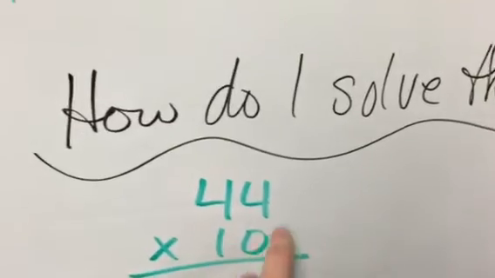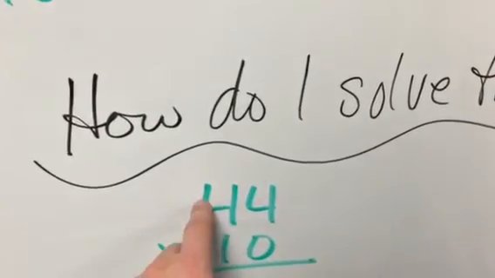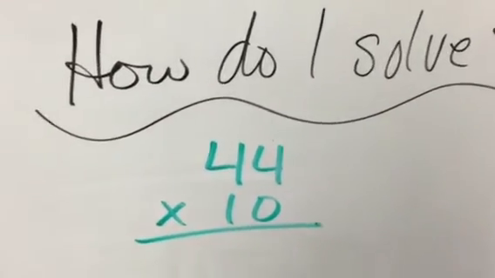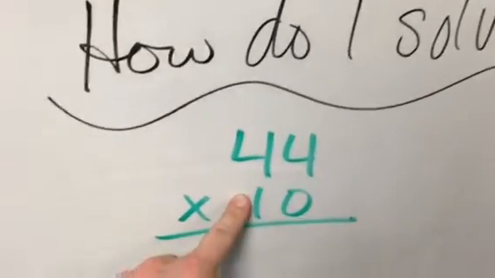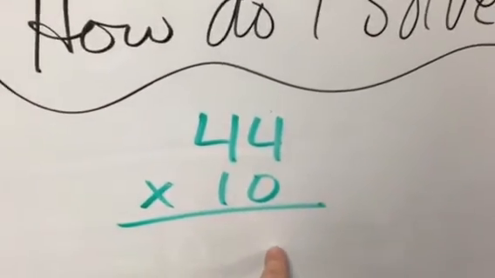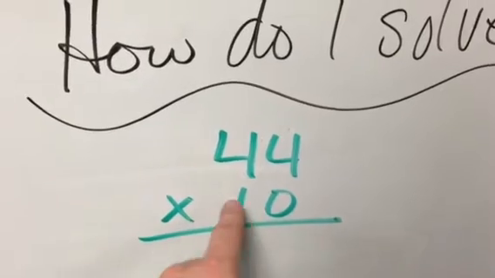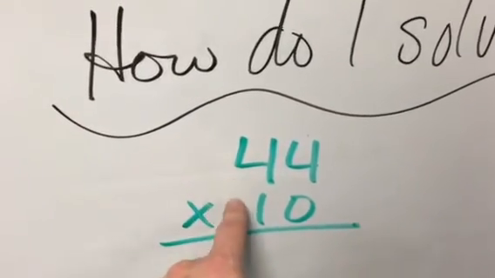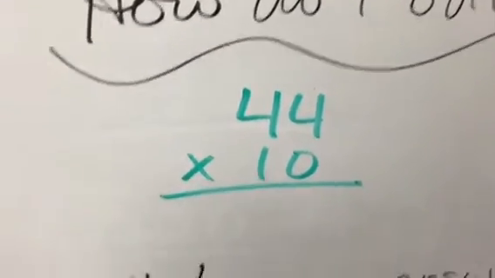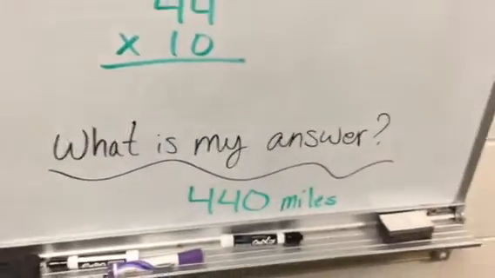It's real simple because 0 times 4 is 0. 0 times 4 is 0. So then I move to the tens column. Remember, when I move to the tens column, I have to start with a 0 over here. 1 times 4 is 4. 1 times 4 is 4. So I have an answer of 440 miles.